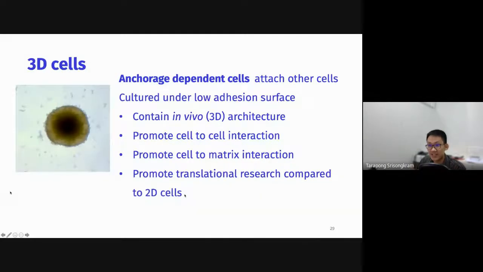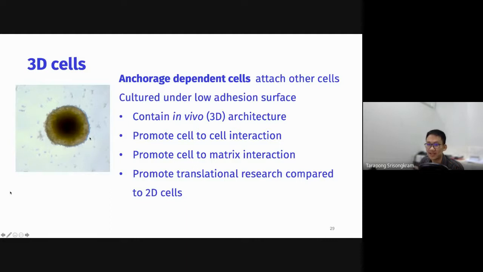And here is the 3D cell culture. As you can see, in the 3D cells, the cells attach to the cells themselves. They are attached to each other. So it will provide the cell-to-cell interaction, and it contains the in vivo 3D structure, just like the in vivo system. So it promotes the cell-to-matrix interaction and cell-to-cell interaction.